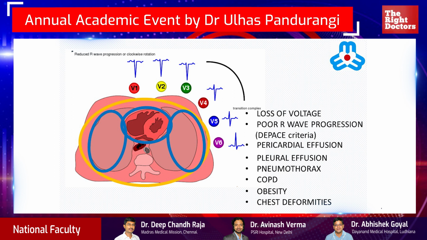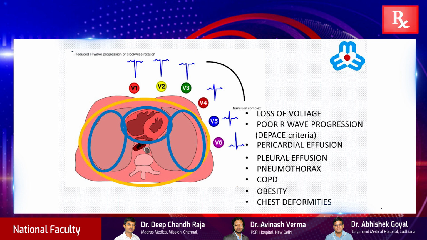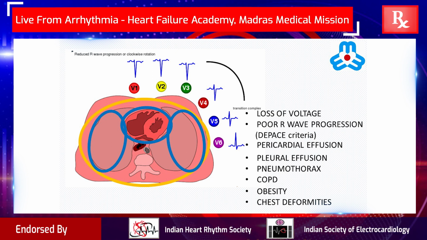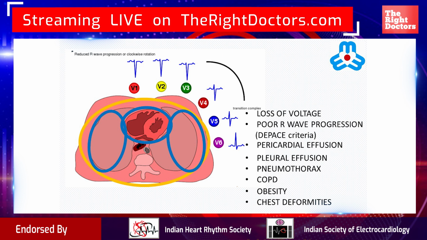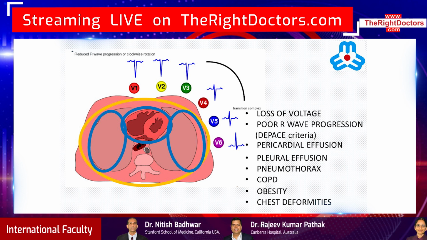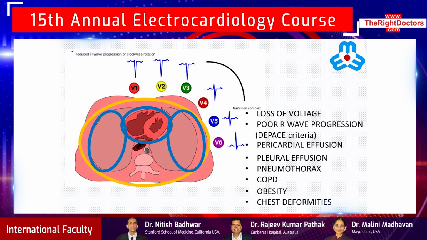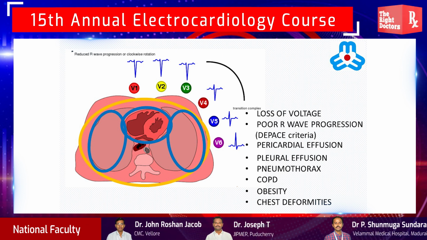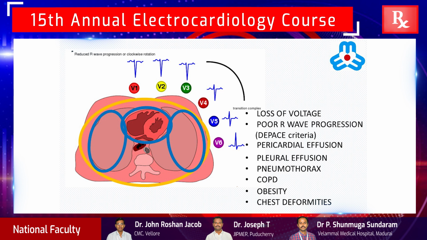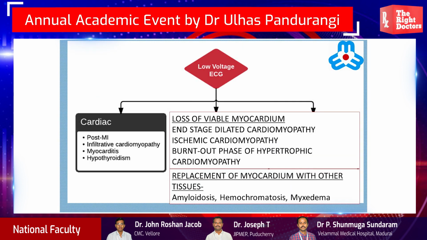Before that, you must be aware of the DPS criteria, which is poor R wave progression. Any R wave less than 3 mm in lead V3, that DPS quoted as poor R wave progression. It is basically the transition occurring a little late. So pericardial effusion, lung pathologies like pneumothorax, emphysematous lungs can intervene between the electrodes and the myocardium, resulting in low voltage, and also obesity and chest deformities. Those are the extracardiac factors.